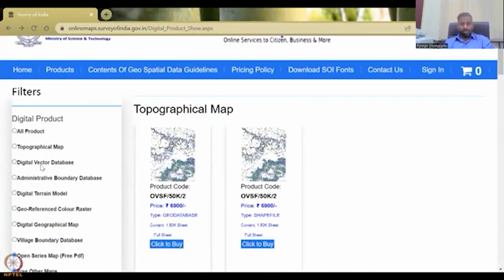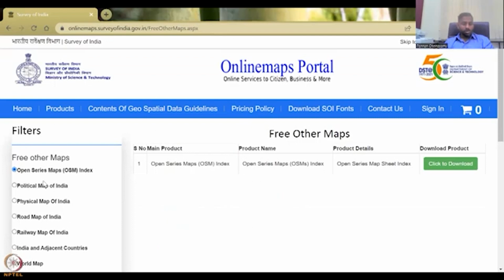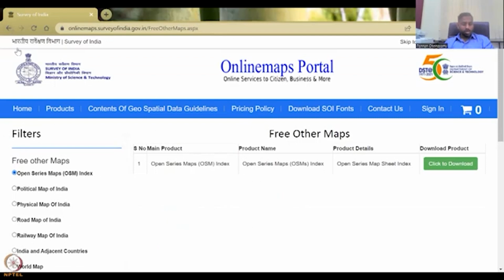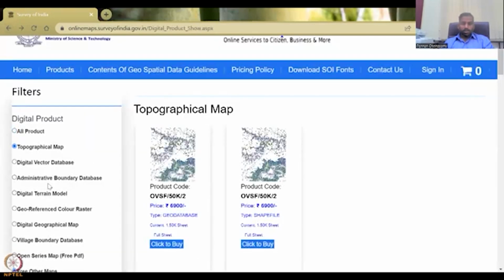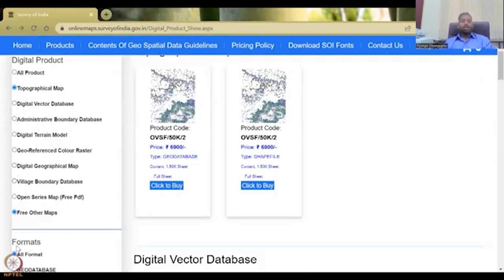And you could see all the products here. You have all products, topographical maps, and then digital elevation models, and administrative boundaries, which is the administrative boundary of states, districts, sub-districts, villages, talukas, blocks, etc. DEM is a digital terrain model. We'll be using this in this course. Georeferenced color raster, and then digital geographical map, village boundary database, village boundaries, the names, the attributes.